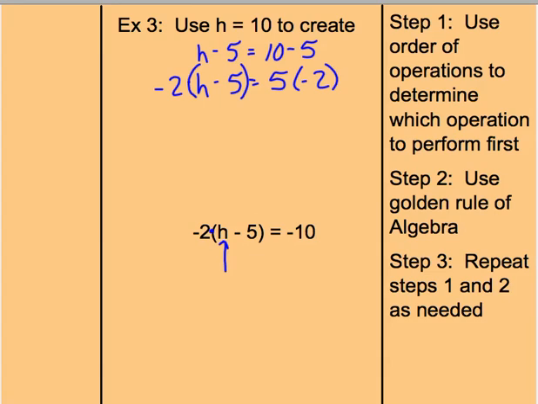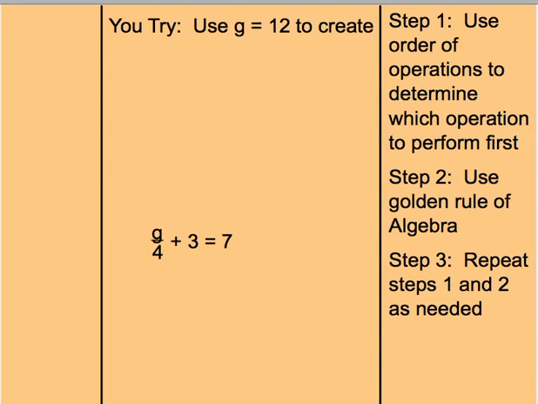All right, so now I have my left-hand side looking like I want it to. Simplifying the right-hand side, 5 times -2 is -10, and my answers match, so I did the process correctly. And here is your U-try problem.